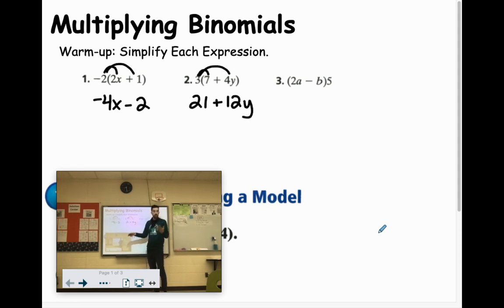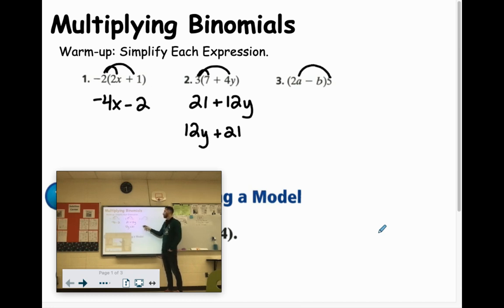If we were putting that in standard form, the 12y would go first. And over here, the 5's in the back. It's not typically written back there. Usually it's in the front. Sometimes textbooks or worksheets will throw it at the back. It's the same thing. 5 times 2a is 10a. 5 times negative b would be negative 5b.